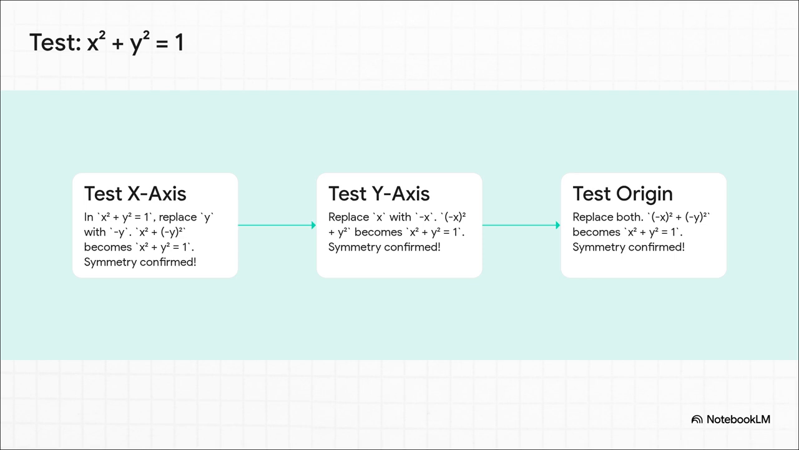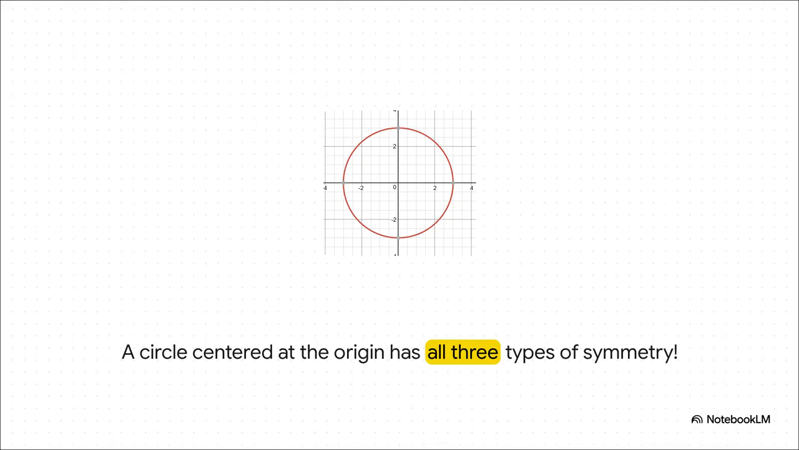That's exactly why it passes the x-axis test, the y-axis test, and the origin test. The equation stays exactly the same every single time. How cool is that? And when we look at the graph, yep, our algebra was right. A circle sitting at the origin is the perfect example of a shape that has all three types of symmetry. You could fold it, you can spin it, it always looks the same. The algebra didn't guess, it proved it.